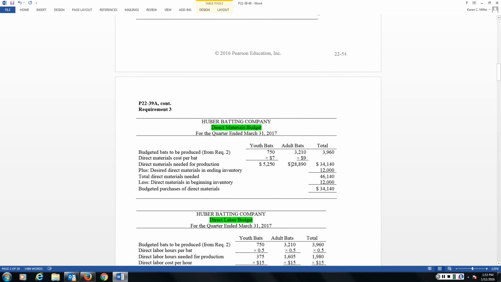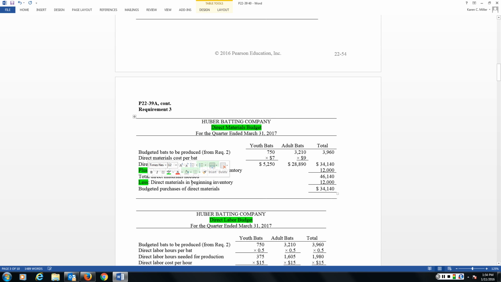$5,250, $28,890. So if I know the number of bats that I need, if I know the materials for the bats that I need to produce, I'm going to add to that any materials that I already had in, that I want to leave, in ending inventory. Okay, so the materials that we need for production plus the materials that we want to leave in our raw materials ending inventory, and I'm going to subtract from that any materials that I had when I started.